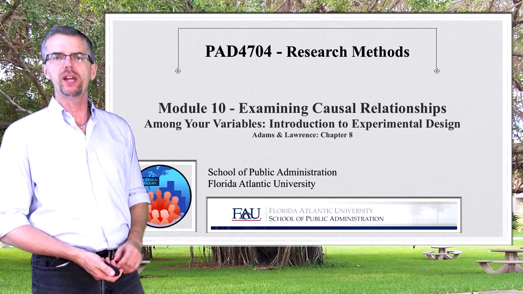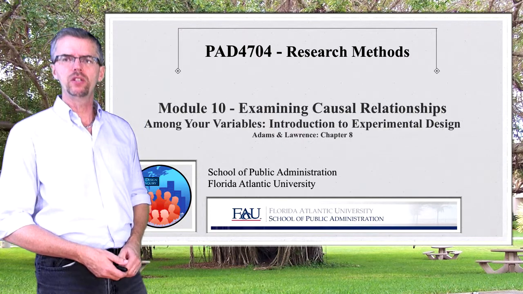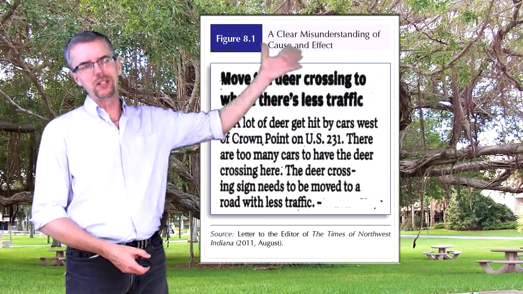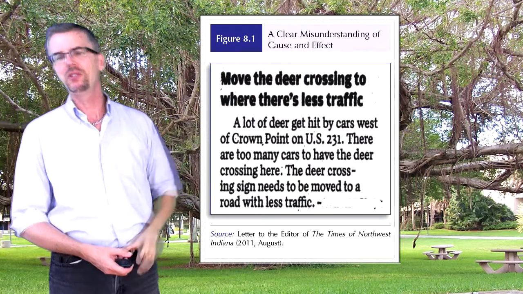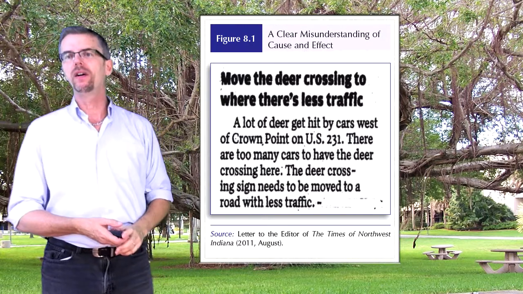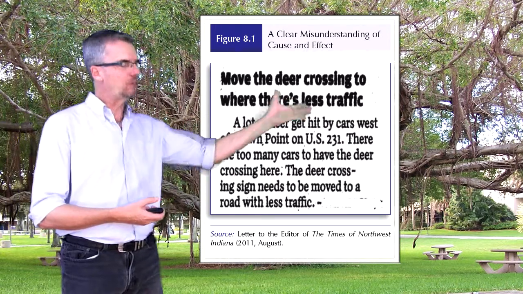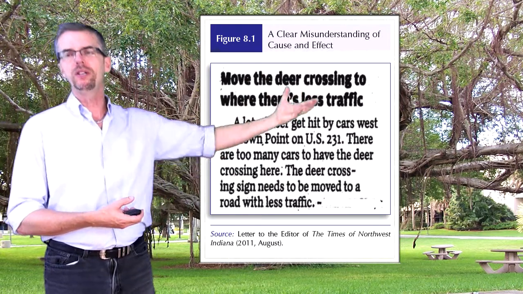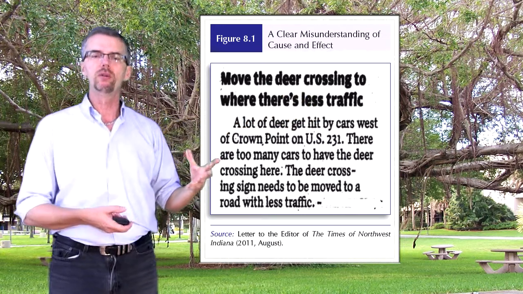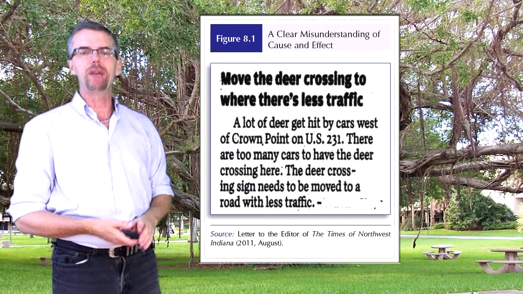We will be covering Chapter 8 of the Adams and Lawrence textbook in this module, entitled Examining Causal Relationships Among Your Variables, Introduction to Experimental Design. The chapter opens with this letter to the editor that was received in Indiana, and what they do with this figure 8.1 is they introduce the idea of this misunderstanding between cause and effect. The letter was written telling the Department of Transportation that they needed to move the deer crossing sign to a less busy road, but they didn't understand the sequence of causality as to what was causing deer to be hit by cars.